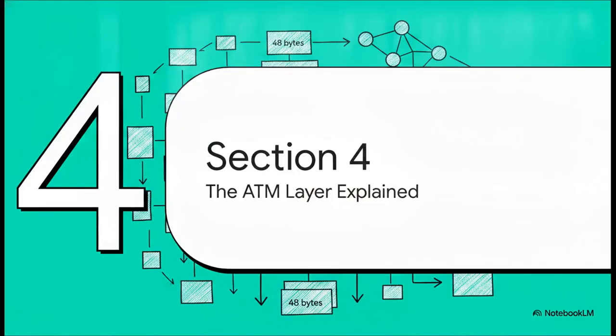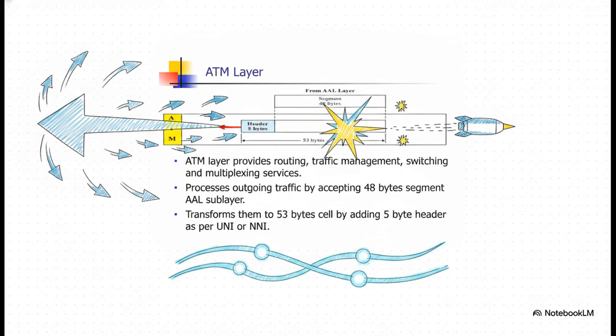Section 4. The ATM layer explained. At the exact moment of encapsulation, the ATM layer accepts that 48-byte segment from the AAL sublayer we just walked through. Then, it slaps on the critical 5-byte header. This header contains the virtual path and virtual circuit identifiers, which is the exact routing and traffic management data the network needs to deliver the cell. 48 plus 5 equals our magic number, 53 bytes. The cell is now fully formed.